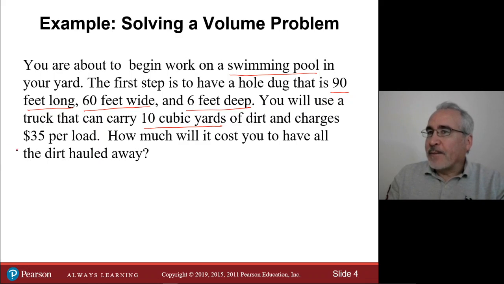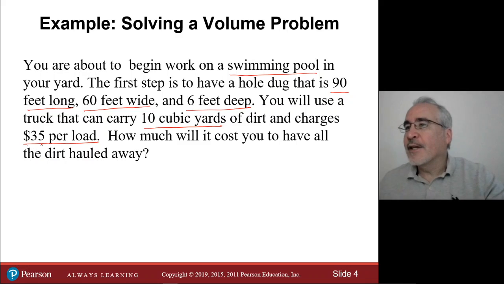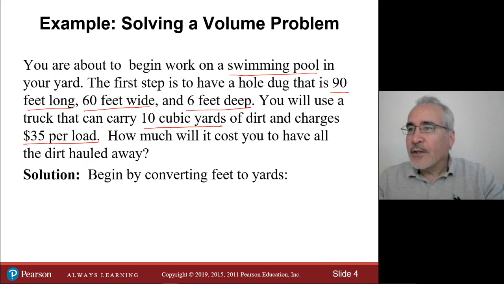So if we're going to figure out how much it will cost to have the dirt hauled away, we've got to convert all of our measurements into yards, and then we'll be able to multiply. We'll divide to figure out how many loads we need, right? So 10 cubic yards per load. So how many cubic yards we have divided by 10 cubic yards, that's how many loads, and then take the loads times 35, and we'll have what we need. So convert feet to yards.